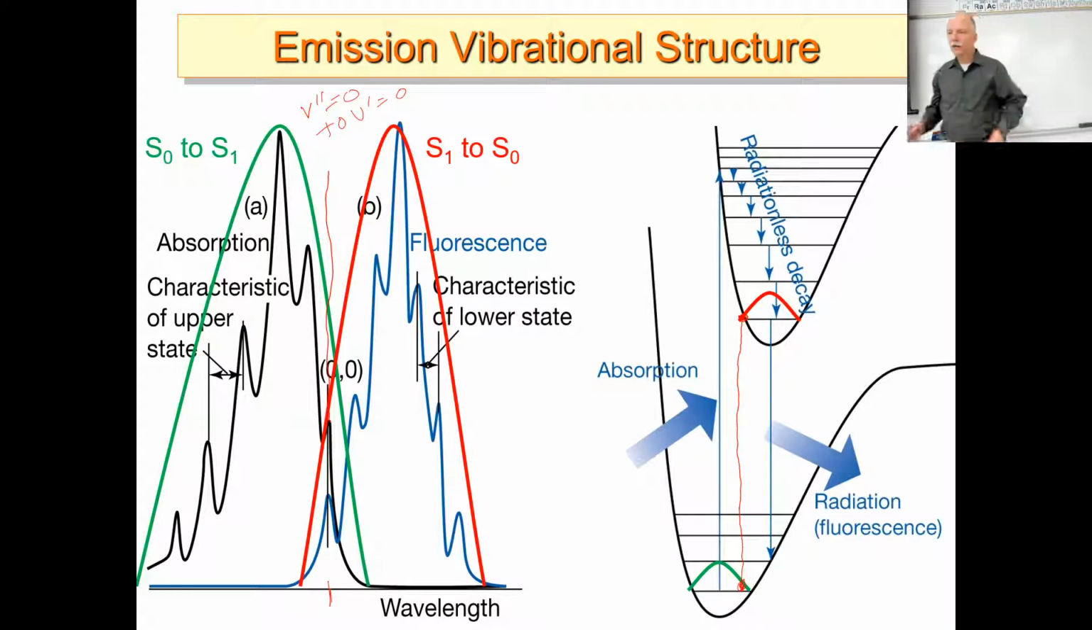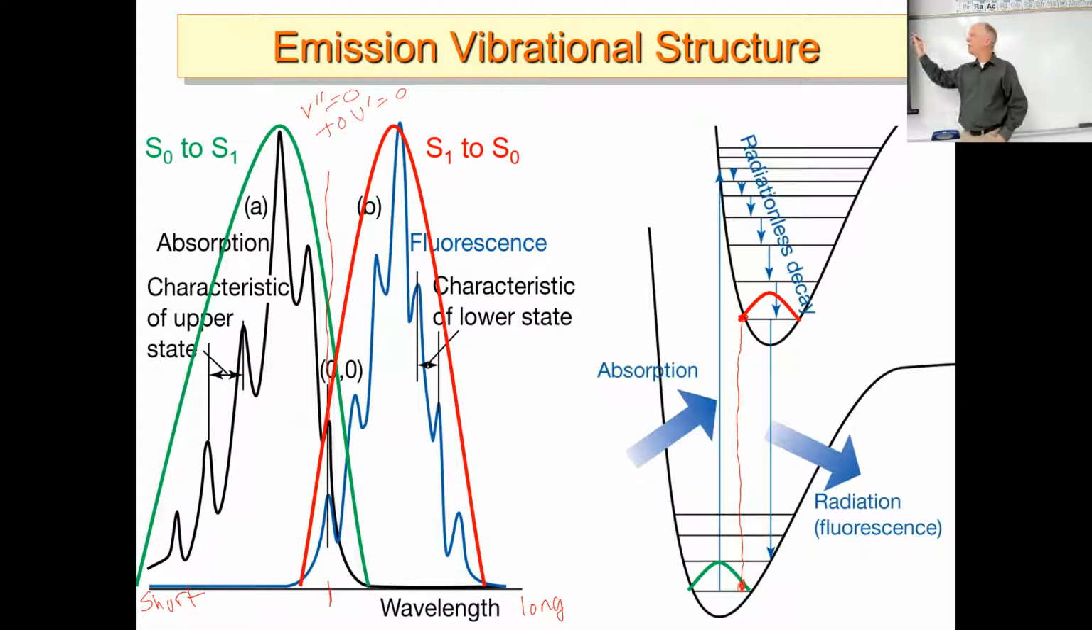Now notice this is wavelength increasing in this direction. So this is long and short wavelengths. So notice on the absorption, if I want to hit any of the other vibrational levels, the arrow has to get longer. And long arrows are short wavelengths. So the absorption spectrum is to the short wavelength side of the 0-0 transition.